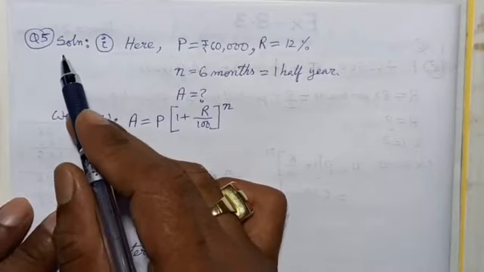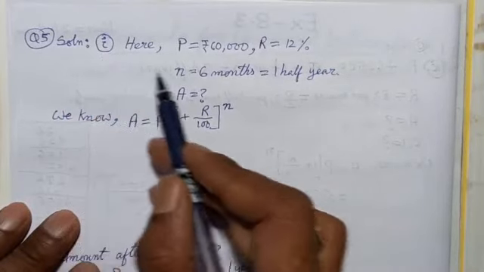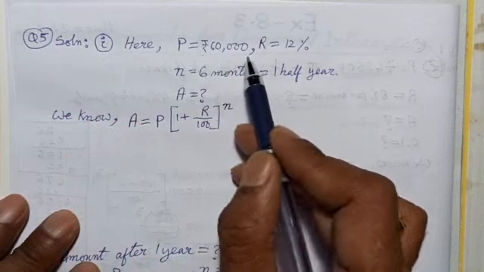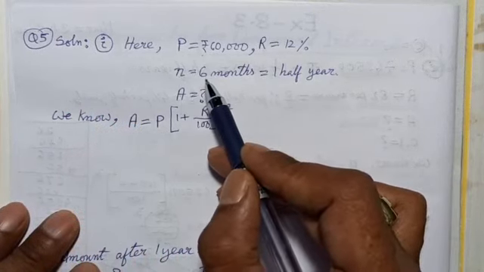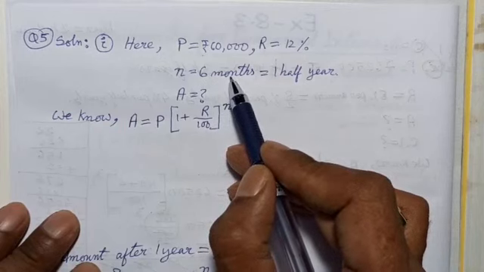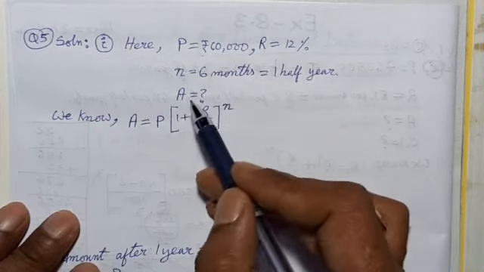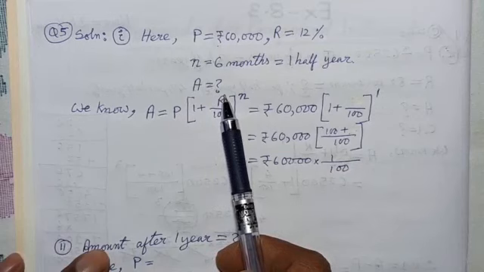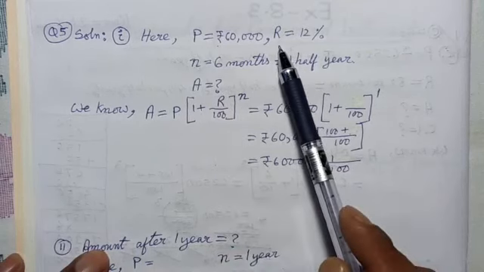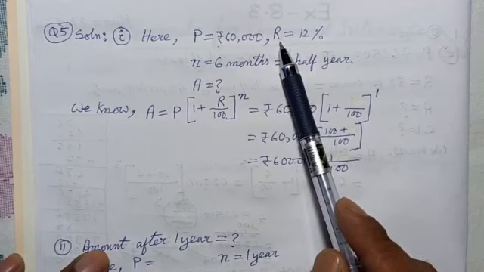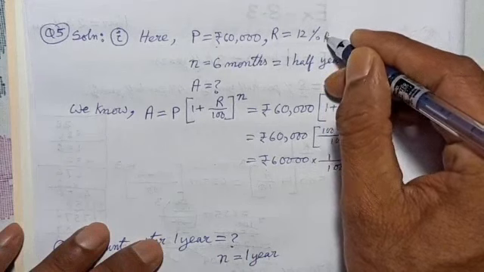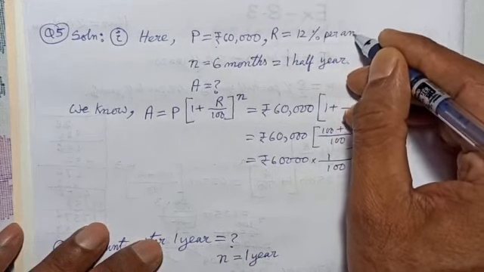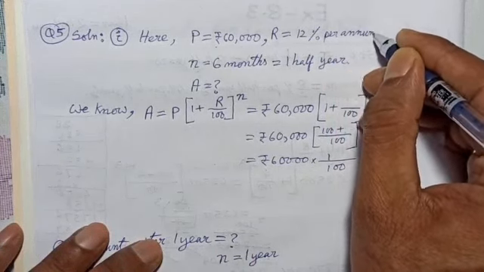Question number 5, solution, Roman number 1. The principal is given, rupees 6,000. The rate is given, 12%. N is given as 6 months. 6 months, if we convert into half year, then that is 1 half year. Then the amount A is to be found out. If interest is compounded half yearly, then this rate also we have to convert into half yearly. The rate is given as 12% per annum. Per annum means per year.